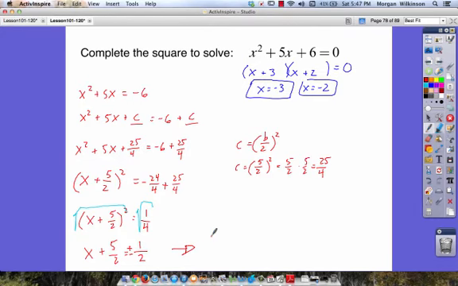So when we look at that final step, x is going to equal negative 5/2 plus or minus 1/2. Now, let's go ahead and go through the math. X equals negative 5/2 plus 1/2. That's going to equal negative 4/2, which is equal to negative 2, just like we saw before. Negative 5/2 minus 1/2, x is going to equal negative 6/2, which equals negative 3. We've got our same answer that we did before.